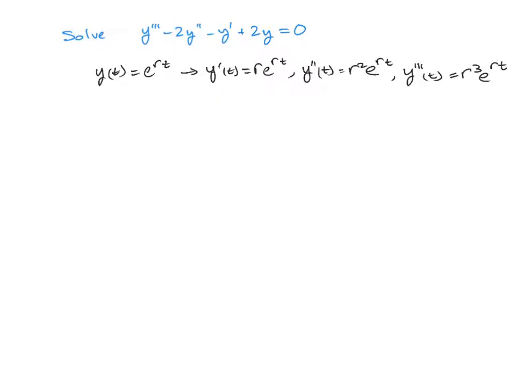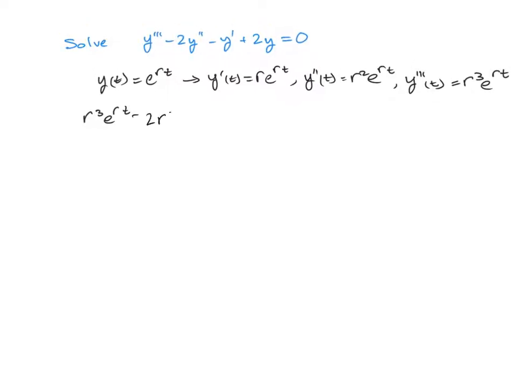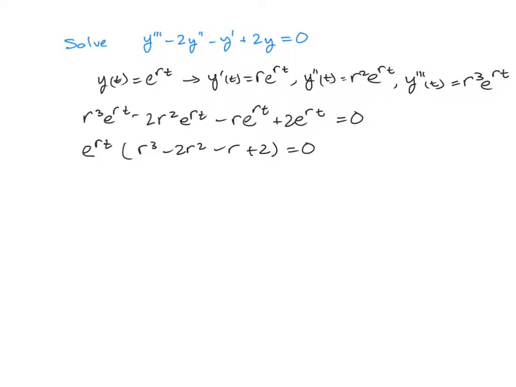If we substitute all of those in, we will see something similar to the second-order equations. We'll have r³ e^(rt) minus 2r² e^(rt) minus r e^(rt) plus 2e^(rt) equals 0. Once again, we can factor out the e^(rt), which leaves you with r³ minus 2r² minus r plus 2 equal to 0. And once again, we can cancel out the exponential by dividing both sides by it, and we get r³ minus 2r² minus r plus 2 is equal to 0.